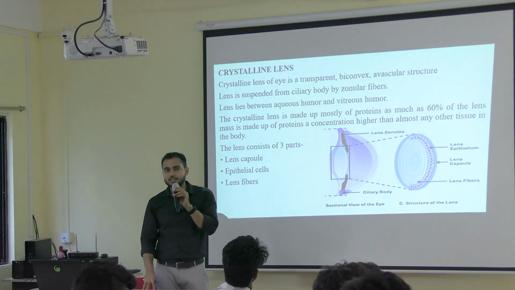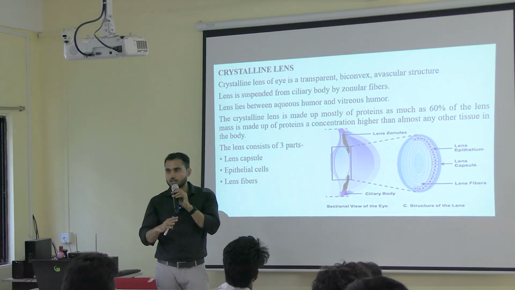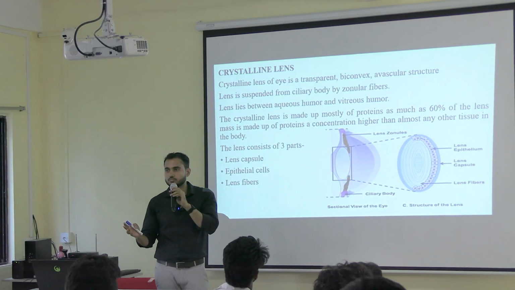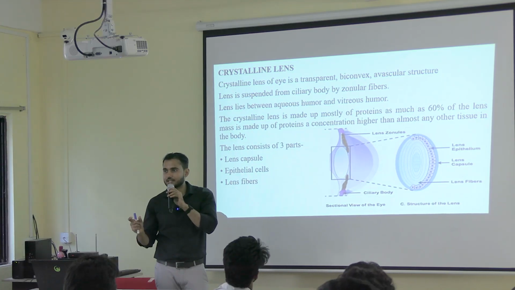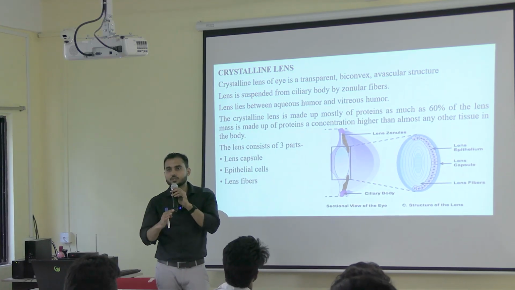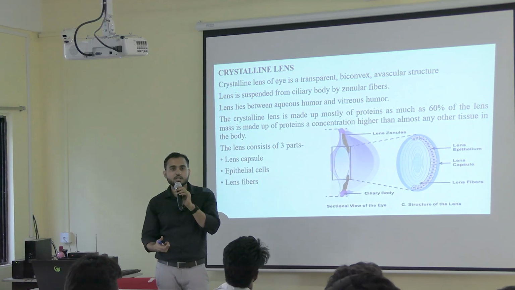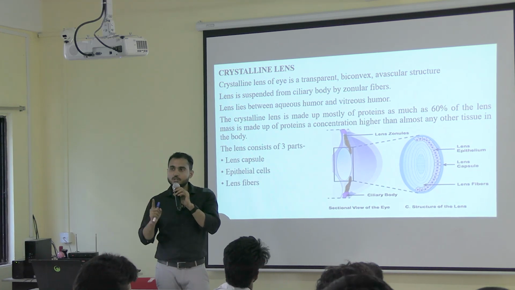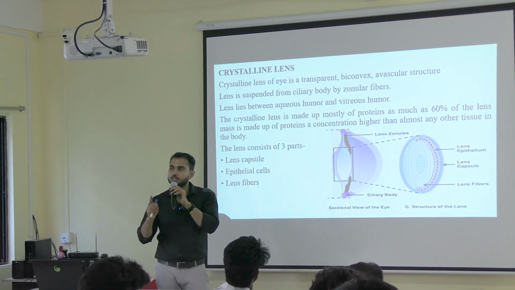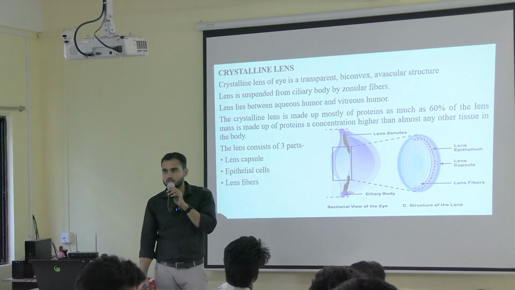Crystalline lens का कितना layer रहता है? 3 layers. From outward to inward, which is the outermost layer? Lens capsule. Just deep to the lens capsule, what is present? Lens epithelium. Which type of epithelium? Simple cuboidal epithelium. Please note that the lens epithelium is present on the anterior surface only. Posteriorly, the lens epithelium is absent.